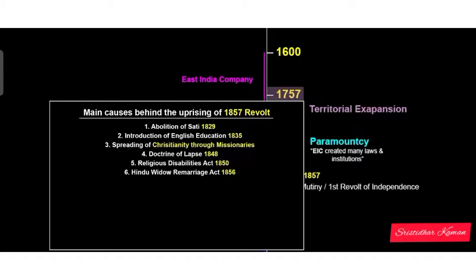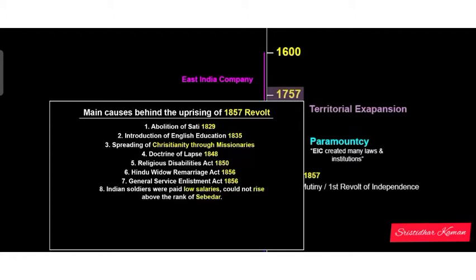Then again in 1856, the General Service Enlistment Act was passed. As per this law, the Indian soldiers were required to serve in areas away from their homes without any extra allowances, which is called bhatta. It was a taboo for Brahmins in those days to cross the seas. It was known as Samudra Alangana. Even this situation became part of the revolt.